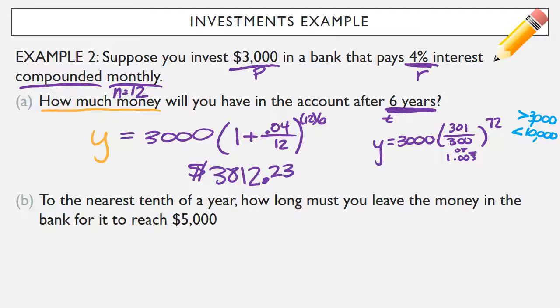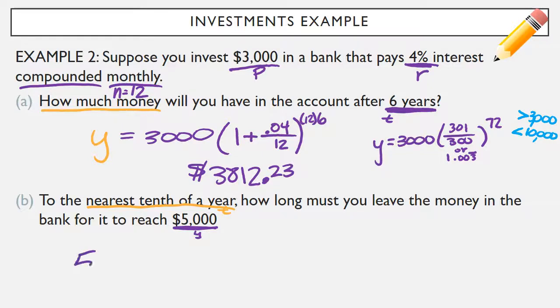Let's take a look at another scenario. To the nearest tenth of a year, that's telling me how to round. It's also telling me I don't know my t value, so that's what I'm trying to find. How long must you leave the money in the bank for it to reach 5,000? So that's my final value.